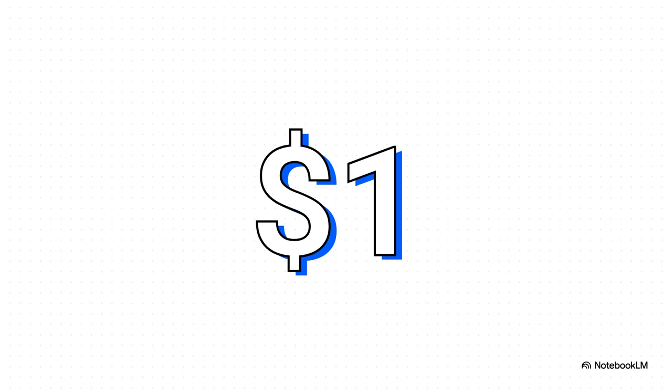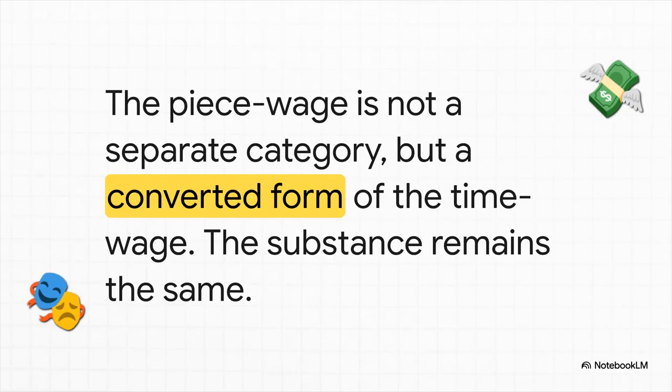is exactly the same. And this right here, this is the core insight. The piece wage isn't some new, independent way of getting paid. It is simply the time wage that has been converted into a different phenomenal form. The worker thinks they're being paid for the product they made, but they are still fundamentally being paid for their time. It's just that their time is now being measured through their output. The form is an illusion. The substance hasn't changed a bit.